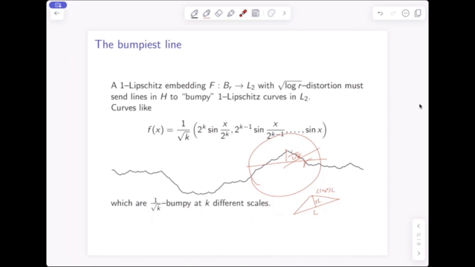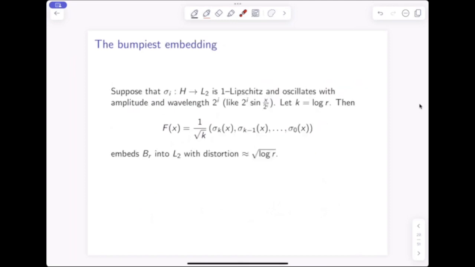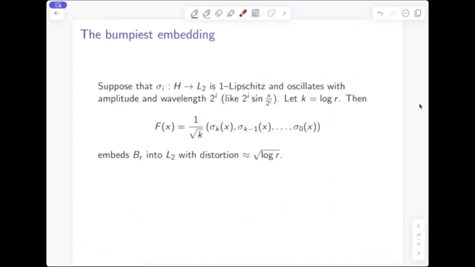If you want to embed the Heisenberg group, then you kind of have to set up a map so that every one of those red and blue lines in the Heisenberg group maps to a curve like this, maps to one of these very bumpy curves. And we construct that again with this same sort of Weierstrass idea. We want to combine oscillations at many different scales. So we can define a map, call it sigma I. This is kind of like one of the sine waves we used on the previous construction. Sigma I is going to be 1 Lipschitz, and it's going to have amplitude about 2 to the I, and it's going to have wavelength about 2 to the I.